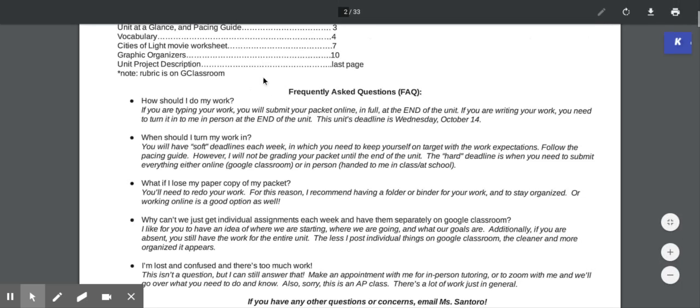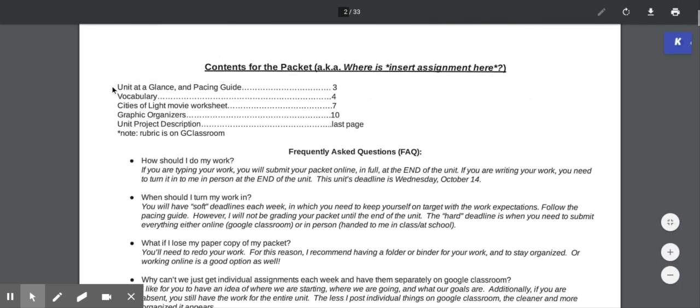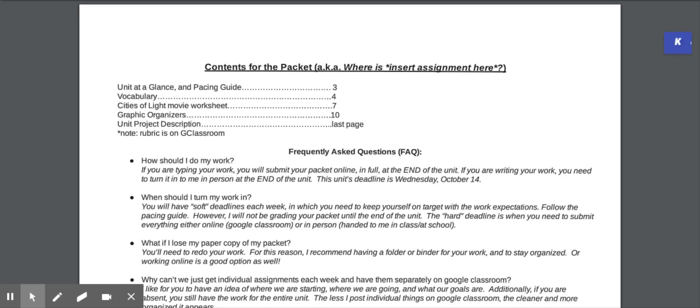In this packet, I did include a table of contents. So our unit at a glance and pacing guide will be on page 3. Vocabulary is page 4. We do have a documentary that you will be watching at home. The worksheet for that documentary is on page 7.